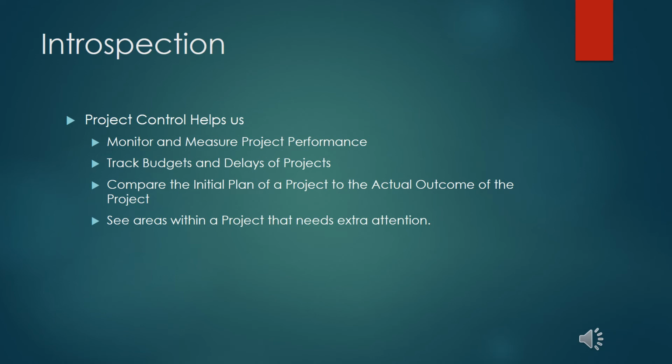What we've learned so far from this assignment. We've learned that project control helps us monitor and measure project performance, track budgets and delays of projects, compare the initial plan of a project to the actual outcome of the project, and also project control helps us see areas within a project that needs extra attention.